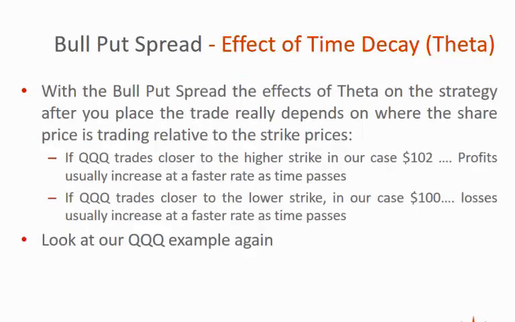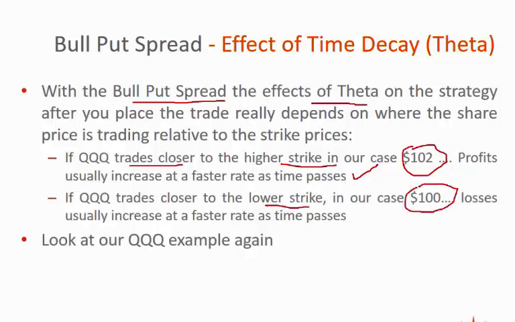But remember, theta also moves as the share price moves. After you've placed a bull put spread, the effects of theta really depend on where the share price is trading. With our QQQ example, if the share price trades closer to our higher strike, which is the 102 put option, our profits are usually going to increase at a faster rate as time passes. However, if the share price has moved against us and it's now trading closer to the lower strike price, in our case the $100 strike, losses will usually increase at a faster rate as time passes.